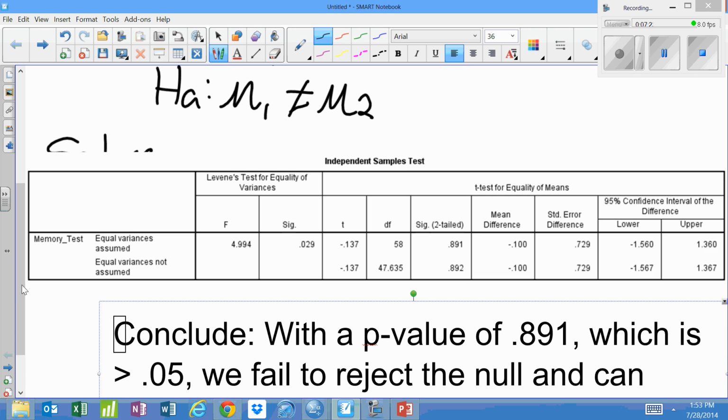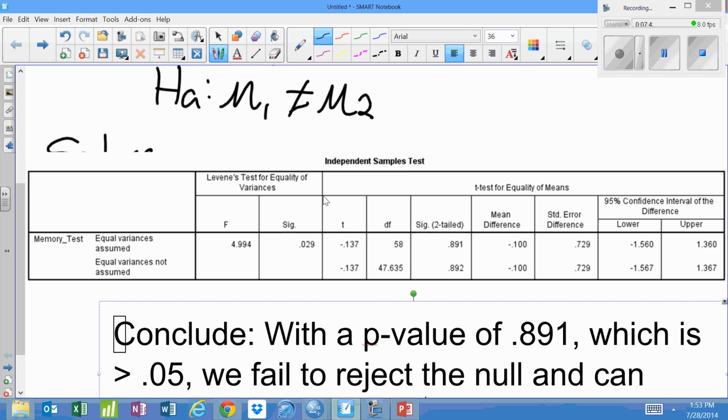I apologize, I think my program here froze. So in conclusion, since our p-value is so high, we've got a p-value of 0.891, we failed to reject our null and can draw no conclusions, meaning that these results are not significantly different. We did not find a significant difference between the two.